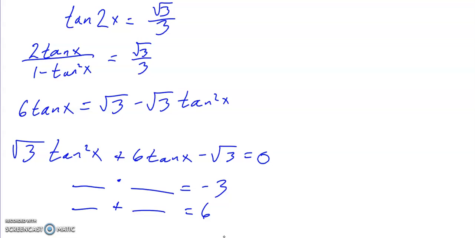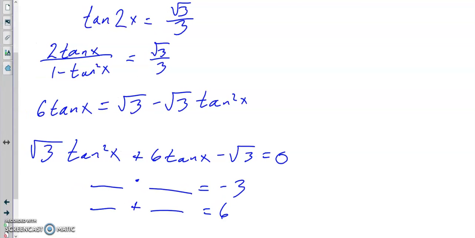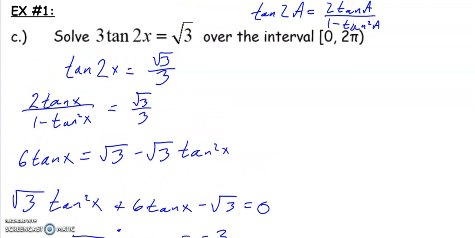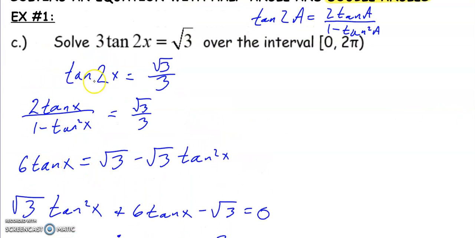So are there any values that multiply to give me negative 3 that add to 6? And that answer is no. No values multiply to give me negative 3 that add up to 6. So instead of factoring, I would have loved to have factored, but it didn't work out for me. Maybe I could do quadratic formula, but I'm going to see if there's something else. So if I go all the way back to here, the tangent of 2x, what we can do is use this information to look at our unit circle.